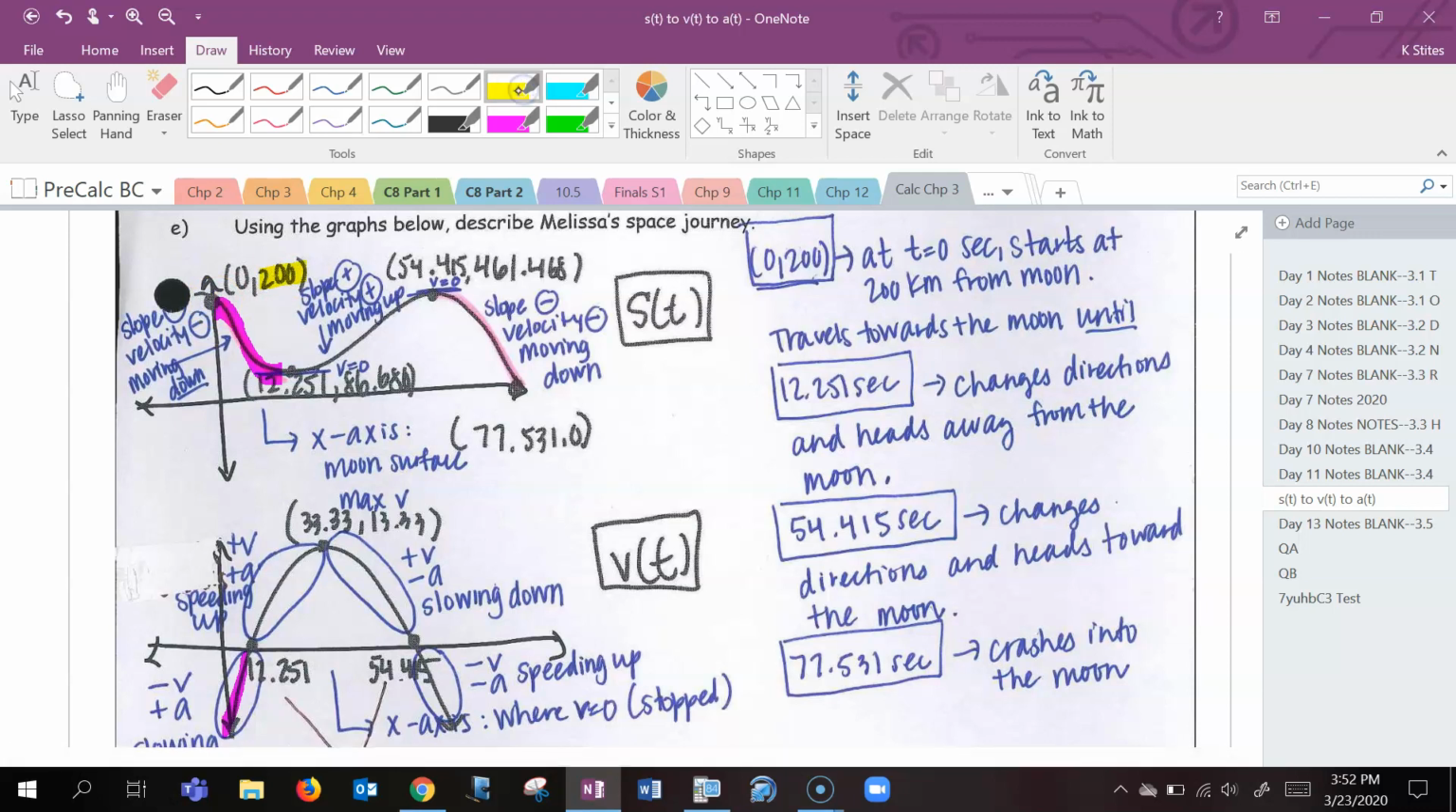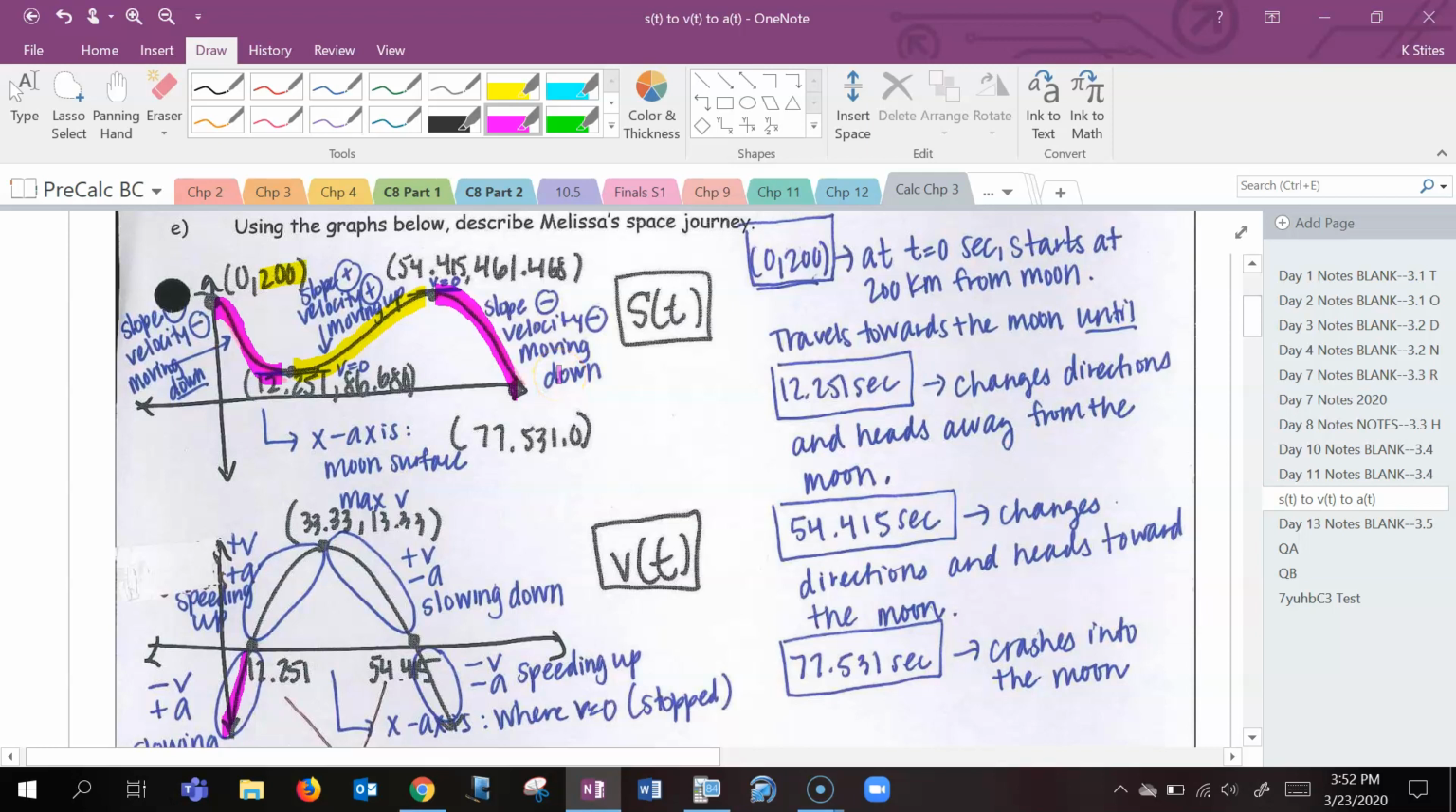At 12.251 seconds, all of a sudden your slope changes to a positive. That means we're now changing directions. Since her velocity is now positive slope, she's moving up. So that 12.251 seconds is a change in direction. That change in direction happens again at 54.415 seconds because that's when she starts going down again. Negative velocity, moving down.